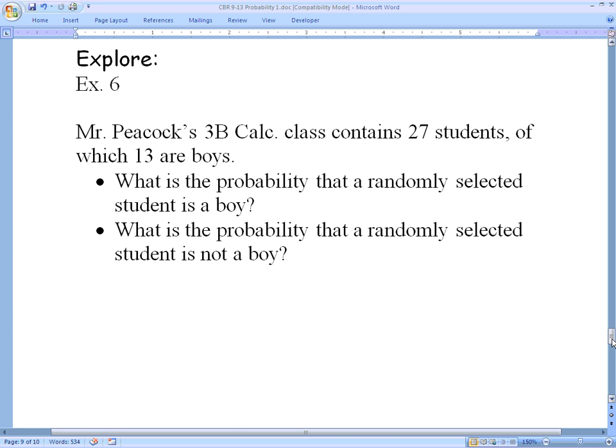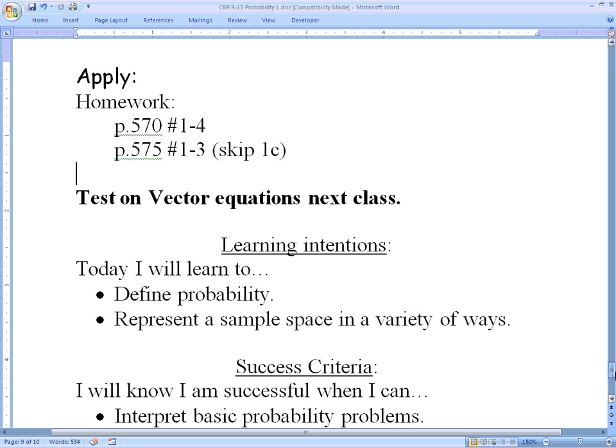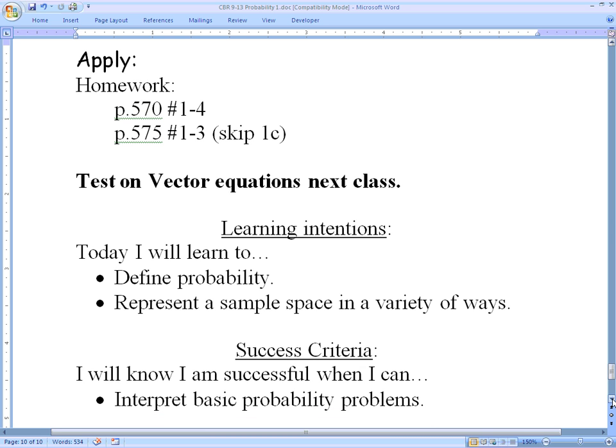A few problems from the book: on pages 570 and 575, you can skip 1C on 575. And we will have a test on vector equations next class. And we will see you then.